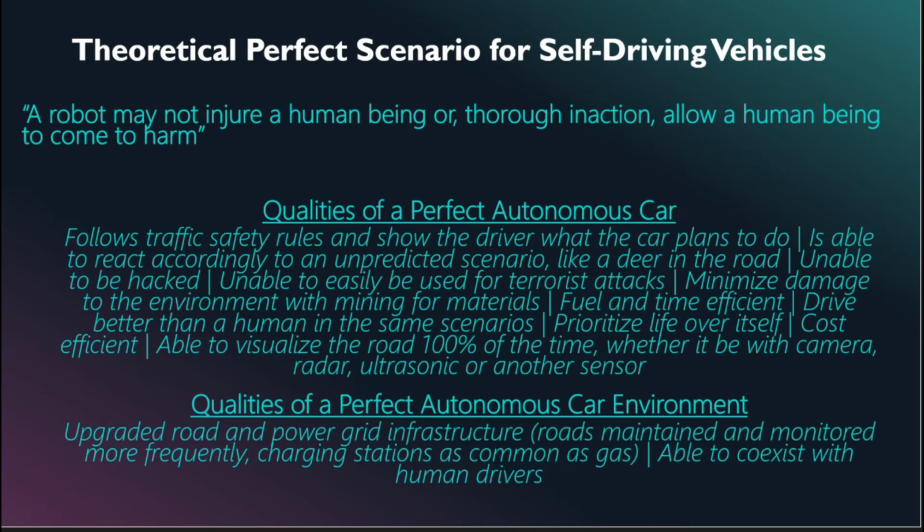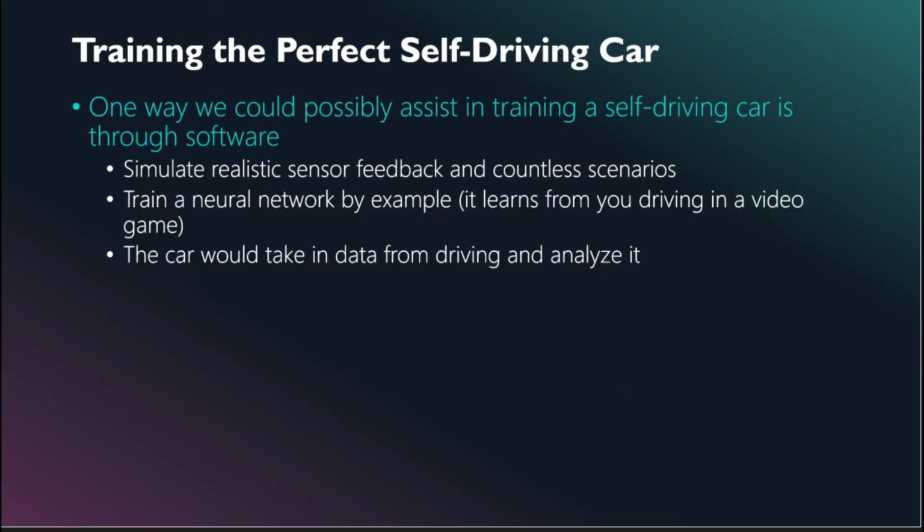Some of the qualities of a perfect autonomous car include that it's able to react accordingly to an unpredicted scenario, like a deer on the road, is unable to be hacked, and minimizes damage to the environment. Qualities of the perfect car environment include upgraded road and power grid structure and the ability to coexist with human drivers.